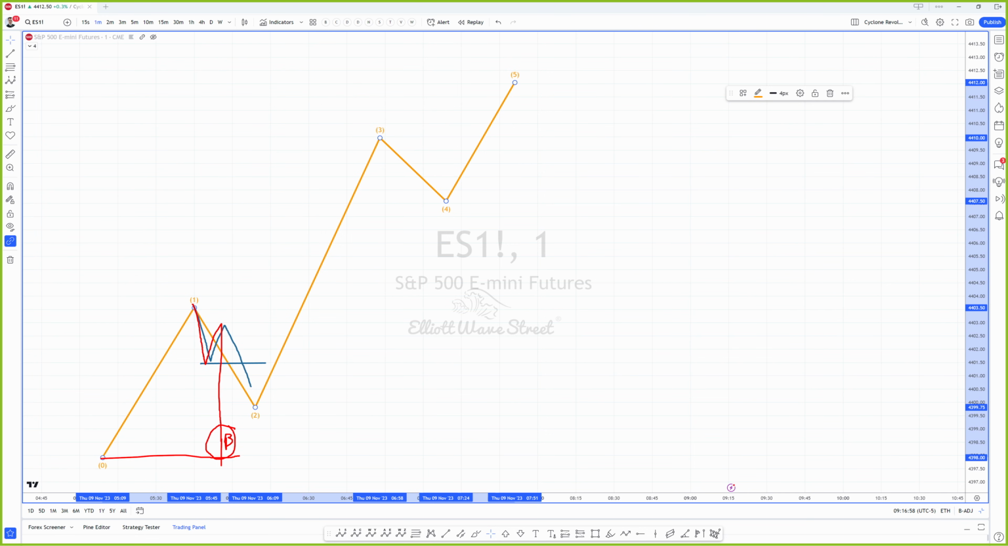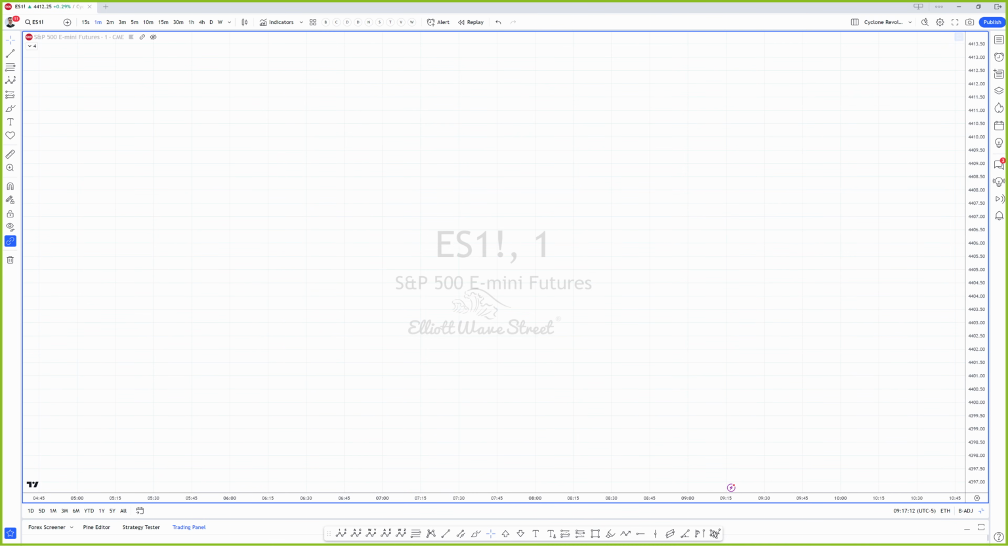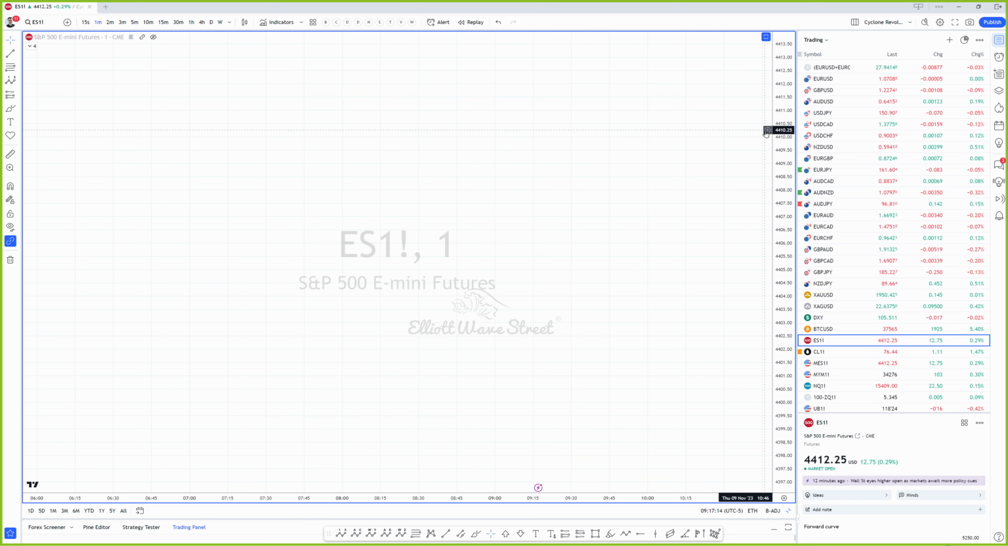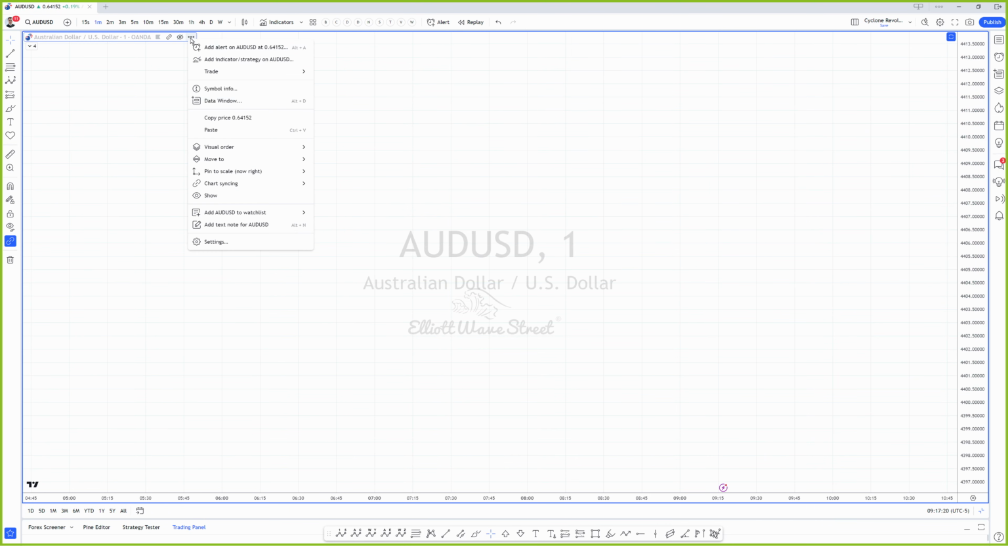So that's of course an important aspect of this process. Let's stop there for a second and let's go here for the Aussie dollar. You can apply these concepts on any market. So let's have an example here.